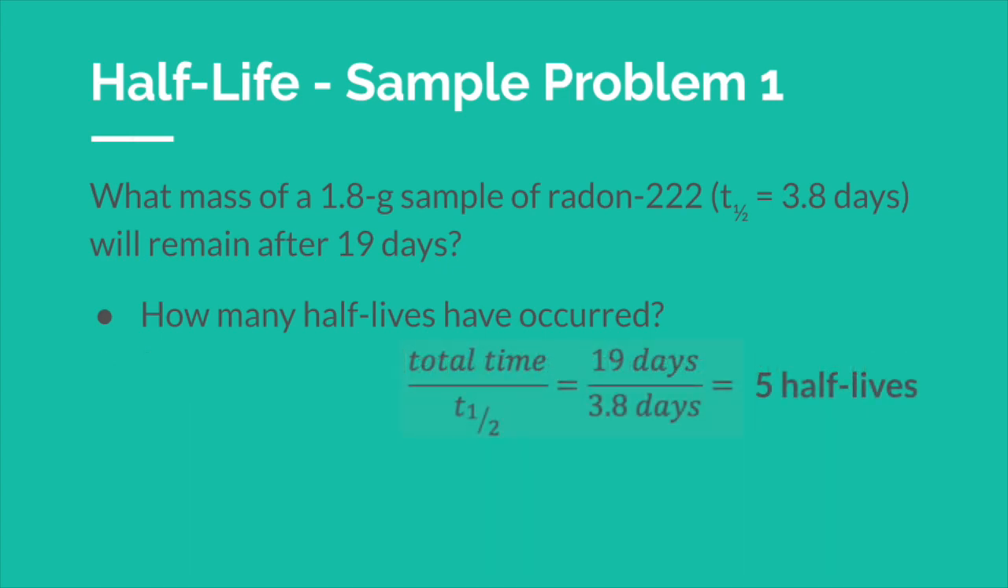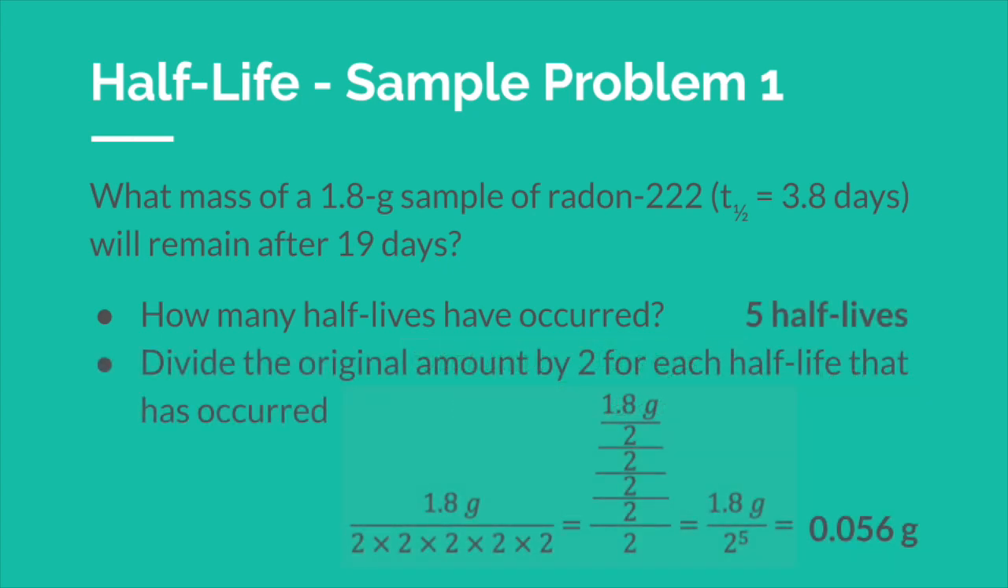Since radon-222 has been decaying for 19 days in this sample, we'll divide the total time by the time for one half-life. 19 days divided by 3.8 days gives us 5 half-lives. 5 half-lives have occurred for this radioactive decay.